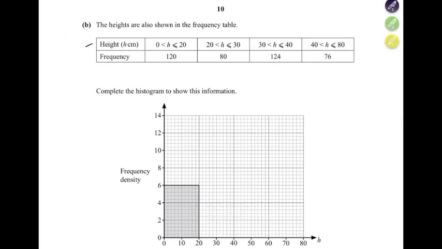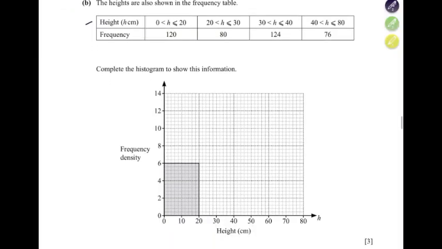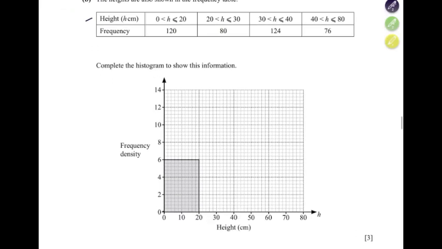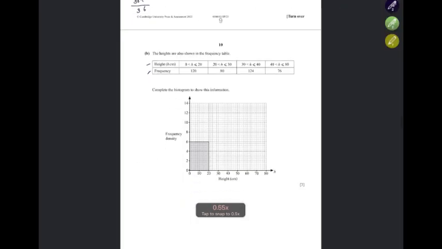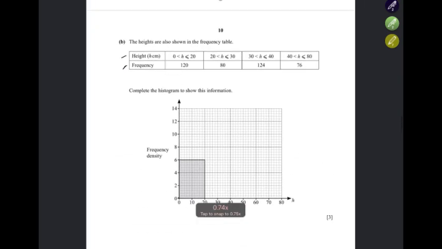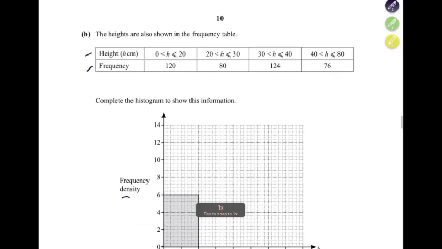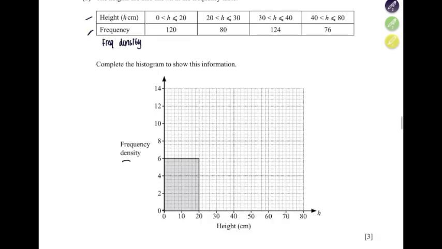B. The heights are also shown in the frequency table. So we have heights, and they have given ranges from 0 to 20, 20 to 30, and they've also given us frequency. Now they have given us frequency, but the graph that we have to plot is frequency density. So let's try to find frequency density first. Frequency density is frequency divided by range. So let's try for the first one.